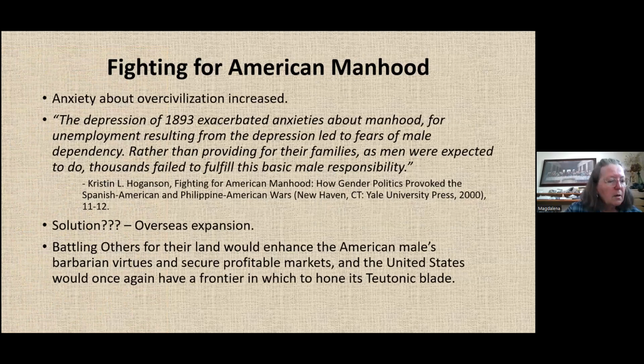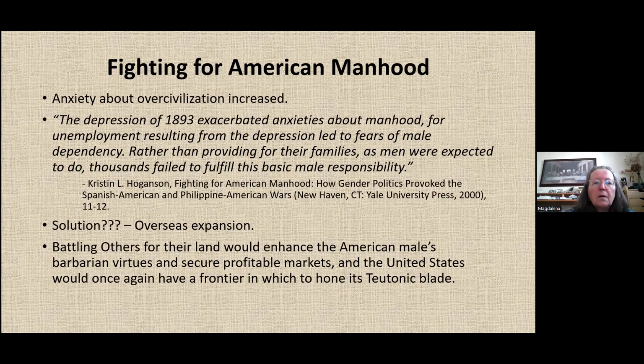So anxiety about over-civilization increased. The Depression of 1893 exacerbated anxieties about manhood, for unemployment resulting from the Depression led to fears of male dependency. Rather than providing for their families as men were expected to do, thousands failed to fulfill this basic male responsibility.